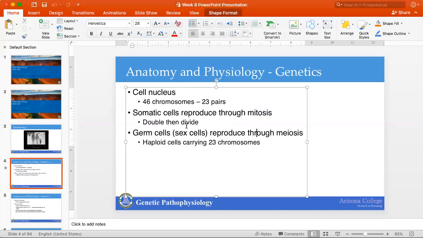Now, germ cells or sex cells reproduce through meiosis. This produces a haploid cell carrying 23 chromosomes. In a somatic cell, when they divide, each cell will carry those 46 chromosomes or 23 pairs. We want these sex cells to be haploid, so our children will then have 23 chromosomes from us and 23 from our partner.